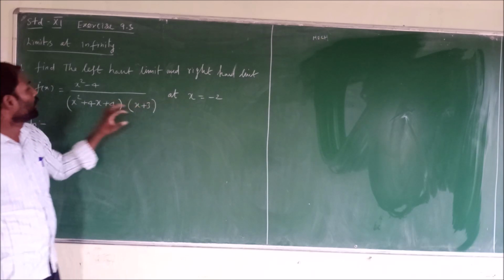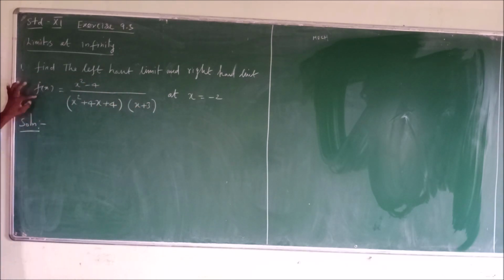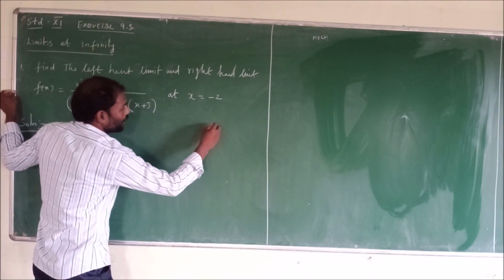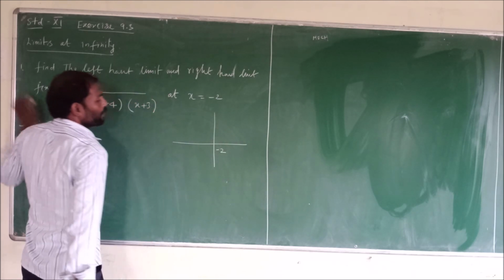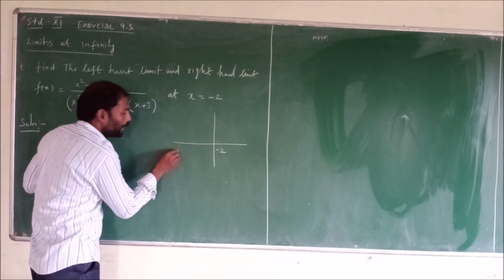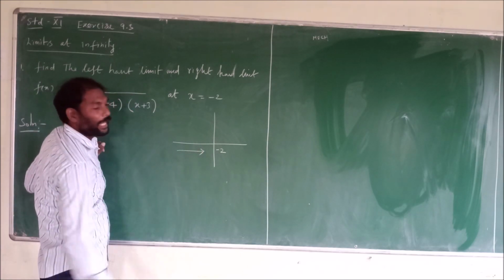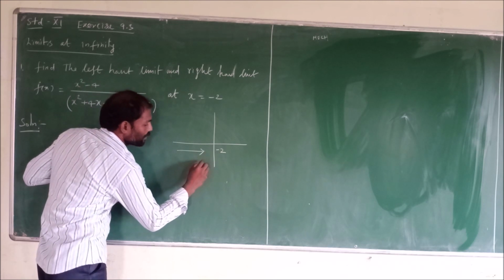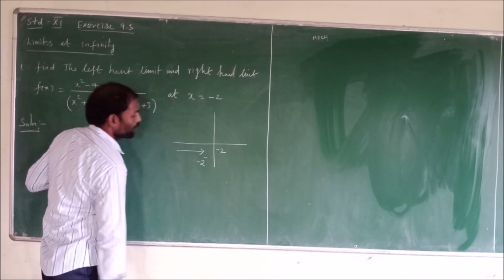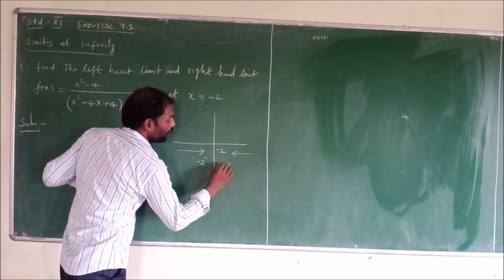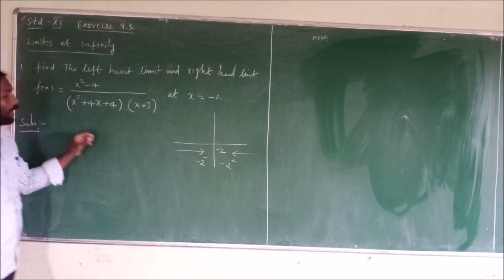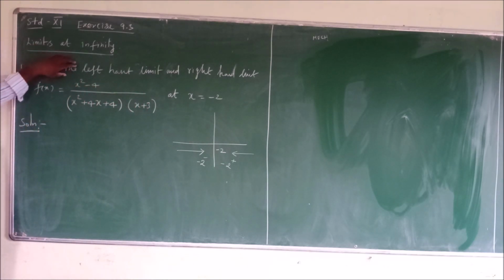It means that the given function f of x approaches minus 2 from the left side to the right side. For example, at the point minus 2, we have to find the left hand limit, when x approaches minus 2 from the left. It is denoted by minus 2 power minus. And we also find the right hand limit at minus 2, denoted by minus 2 power plus. So now we have to find the left hand limit and right hand limit of the given problem.